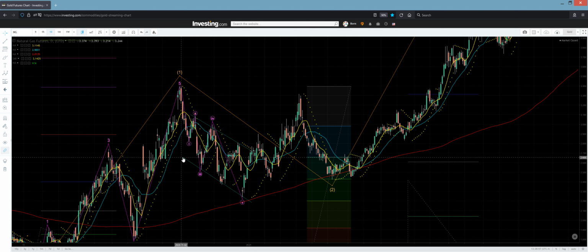Okay. You want to go through the wicks here like that. Okay. So we're just going to remove those. It's an expanding ending diagonal.